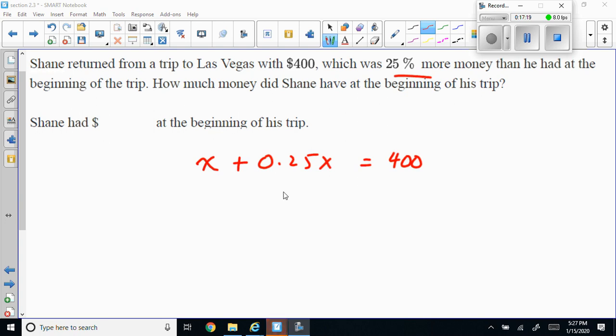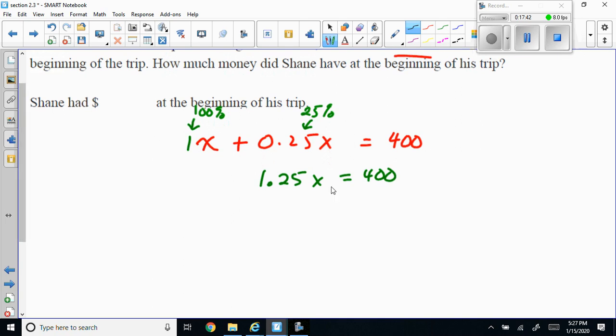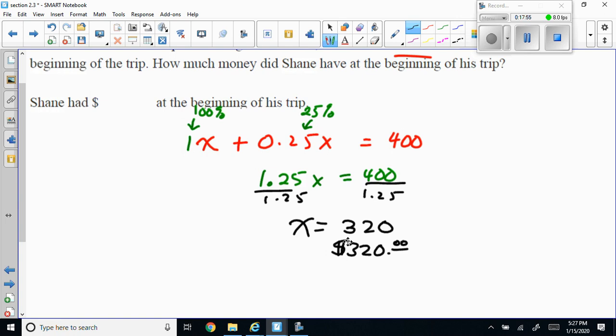$400, right? Now, I want to show you something. This one represents, guess what? 100% of the money he had, right? That 0.25 represents, guess what? 25%. So if we combine like terms, we have 1.25x equals to what? 400. And of course, we'll divide both sides by 1.25. So x is what? $320. Correct?